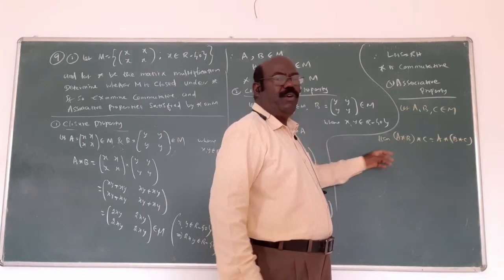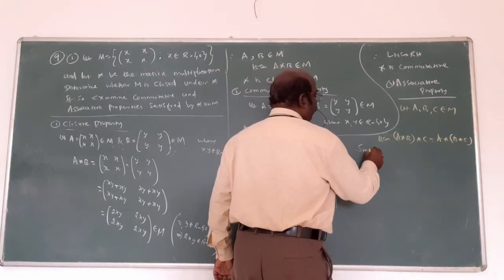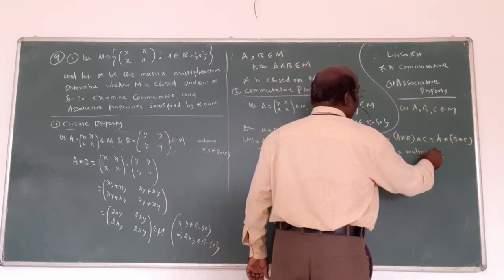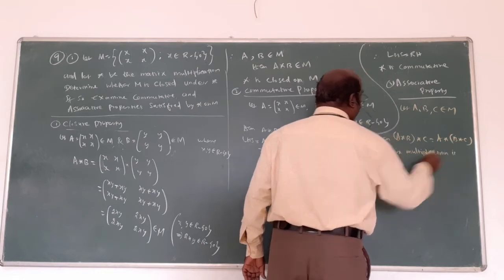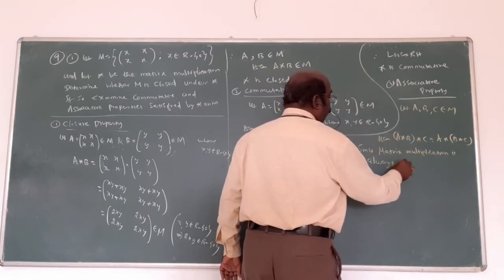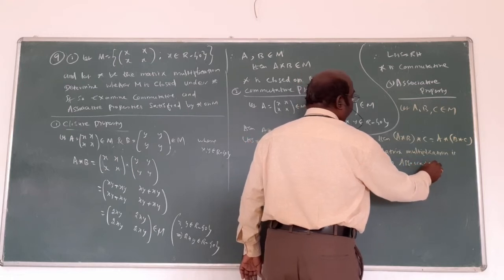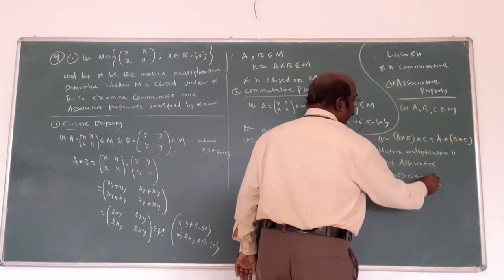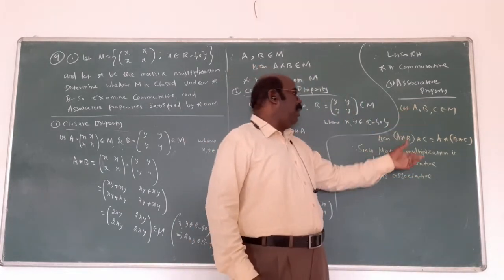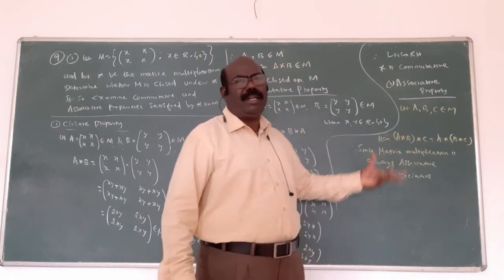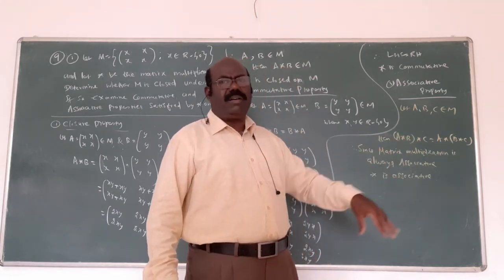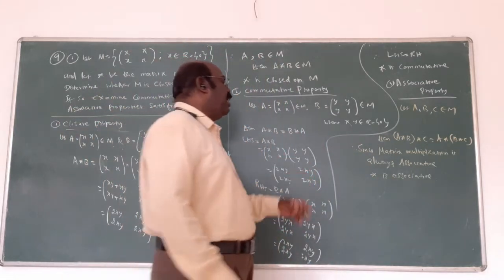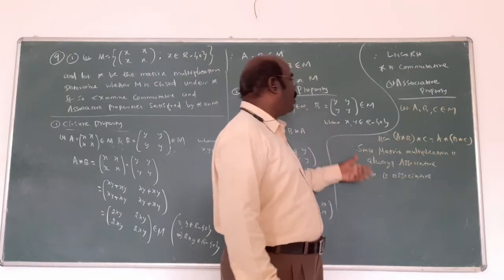Am I right? Therefore, since matrix multiplication is always associative, the same result holds. That's why star is associative. That's all, need not go further. Write the formula: star represents ordinary multiplication, A into B into C equals A into B into C. That's why this is called matrix multiplication. Since matrix multiplication is always associative, star is associative.